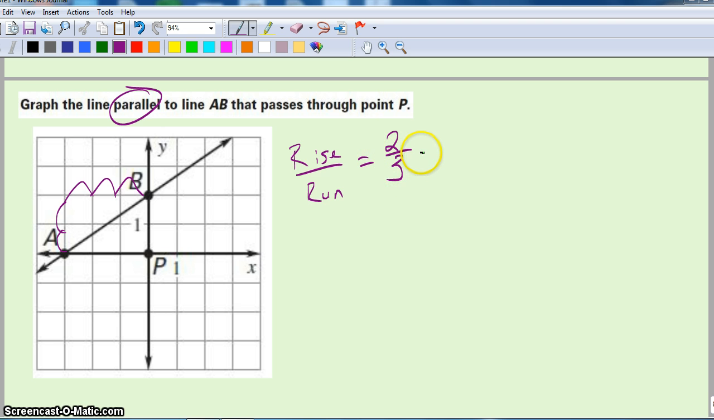2 over 3. Now start here at P and rise 2, 1, 2. So we're right here at this point B, and then run 3 to the right. 1, 2, 3. And then connect a line through here. So it's real hard to do on the computer. Something like that. There you go. That is a parallel line that goes through the point P. Now let's do one perpendicular and we'll be done.